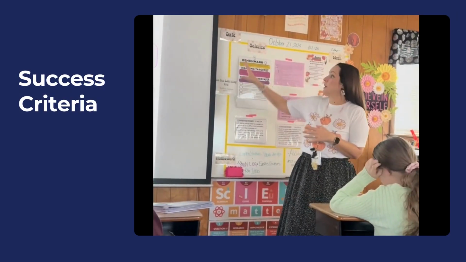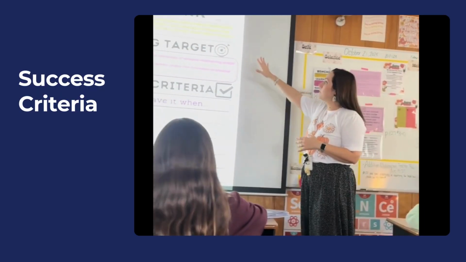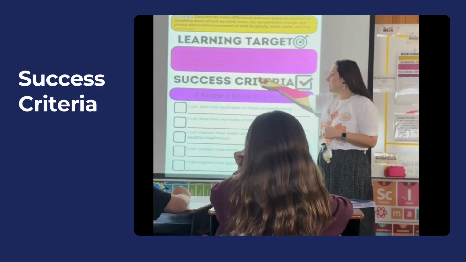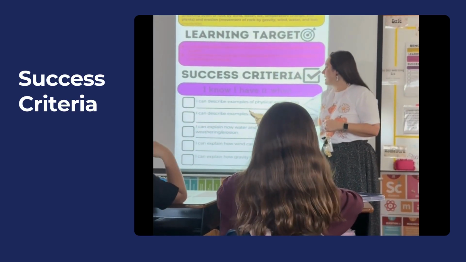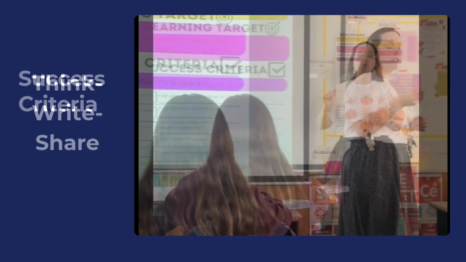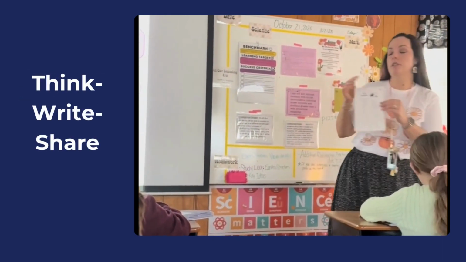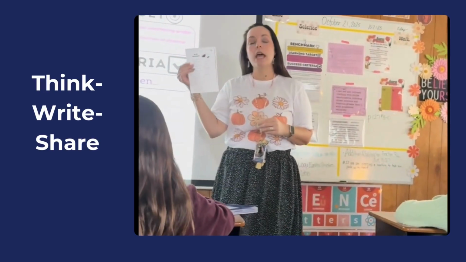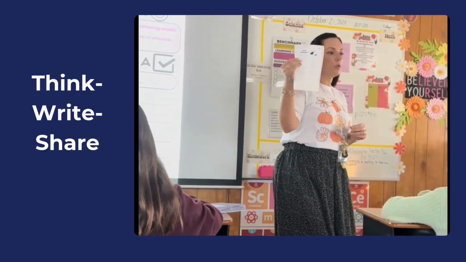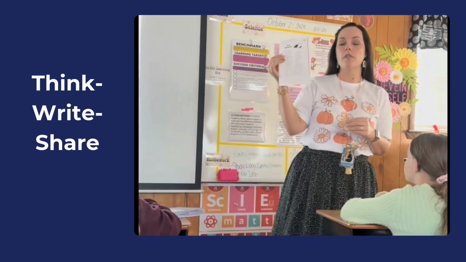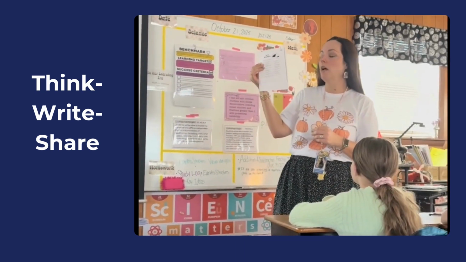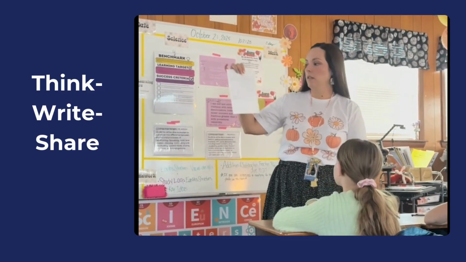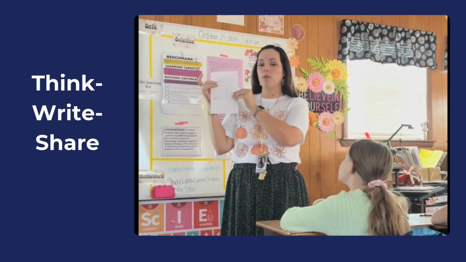We'll be talking about our benchmark: describe the basic differences between physical weathering and erosion. Our success criteria for today is: I can describe examples of erosion. You have in front of you a sheet of examples of changes to Earth's surface, and you're going to work with your shoulder partner to determine whether or not these are examples of erosion. Before you get started, you have your graphic organizer.